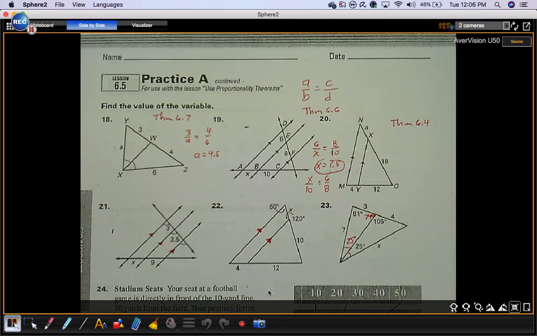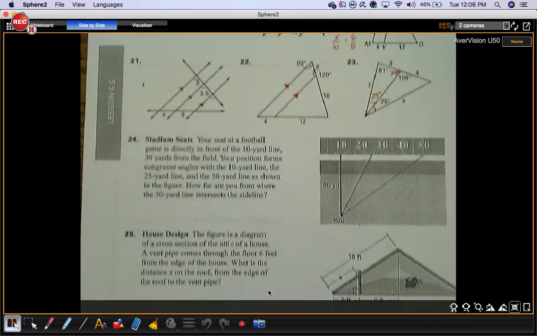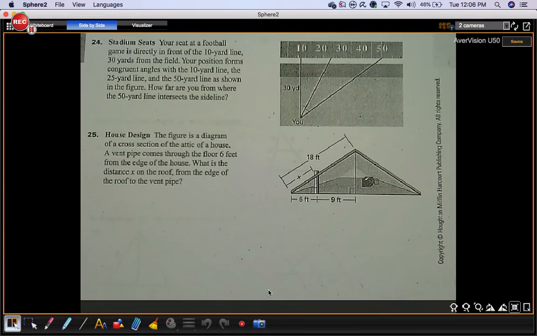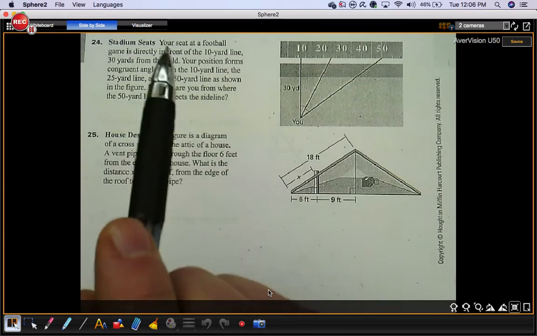This is practice A for section 6.5. We're going to look at numbers 24 and 25. Number 24 is about stadium seats.